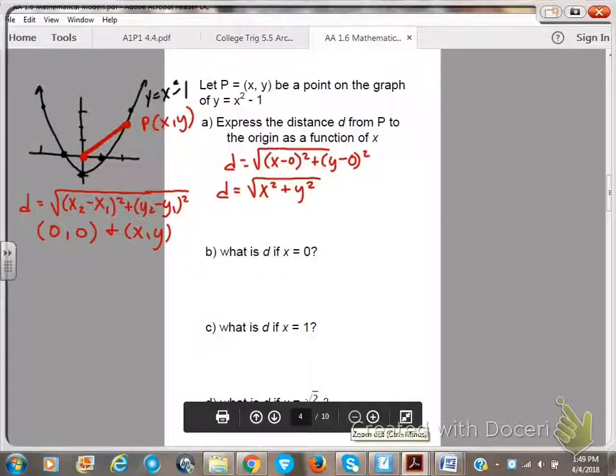Now up here it says as a function of x. So what's the only variable that we want to have in our equation? X. That means we need to get rid of the y. Can we replace y with anything that we know about? Very good. We know that y is x squared minus 1. So we'll come down here and write d equals the square root of x squared, that one's fine because it's already an x. But then we are going to replace y with x squared minus 1 squared.